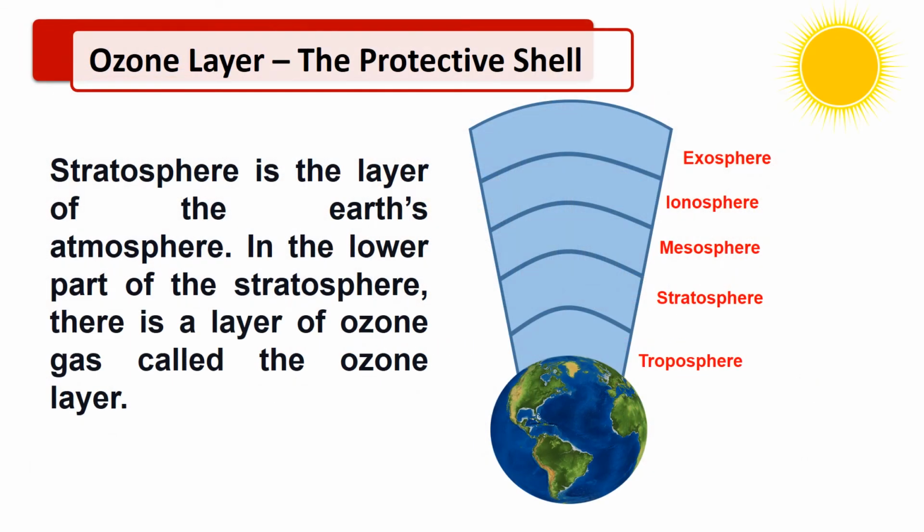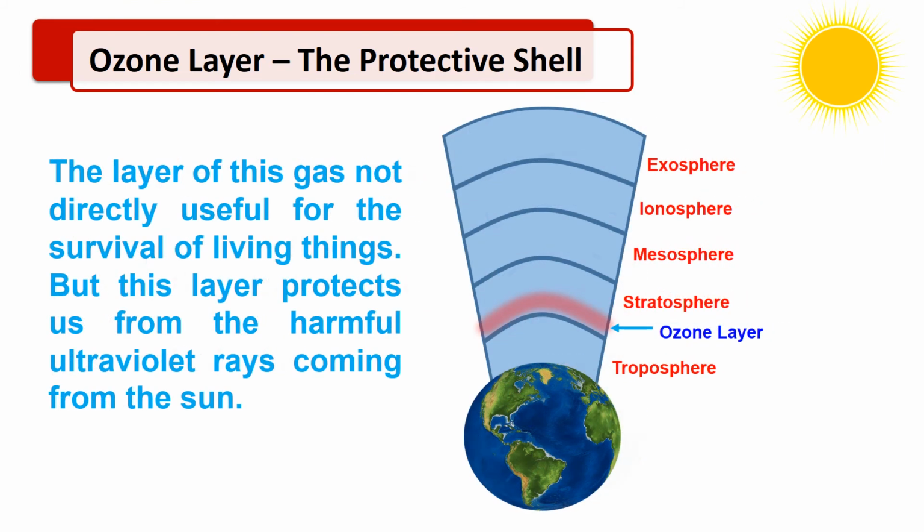Let's study why the ozone layer is called the protective shell. We know the stratosphere is a layer of the Earth's atmosphere. In the lower part of the stratosphere, there is a layer of ozone gas called the ozone layer. The layer of ozone gas is not directly useful for the survival of living things. But this layer protects us from the harmful ultraviolet rays coming from the sun.